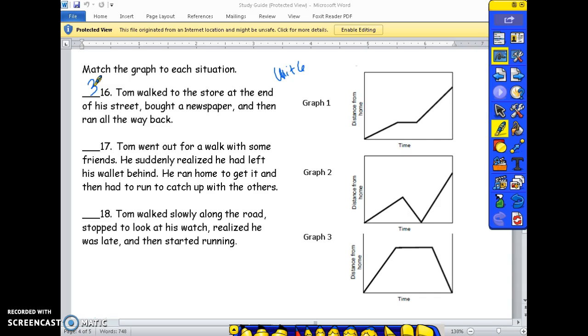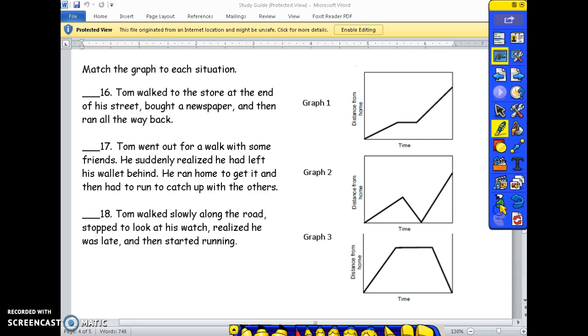17, Tom went out for a walk with some friends. He suddenly realized he had left his wallet behind. He ran home to get it, then had to run to catch up with others. He walked with his friends, ran home, then ran back. That is graph 2. Tom walked slowly along the road, stopped and looked at his watch, realized he was late, then started running. He's walking, he is stopping to look at his watch, and then he's running to get to where he needs to be. That is graph 1.